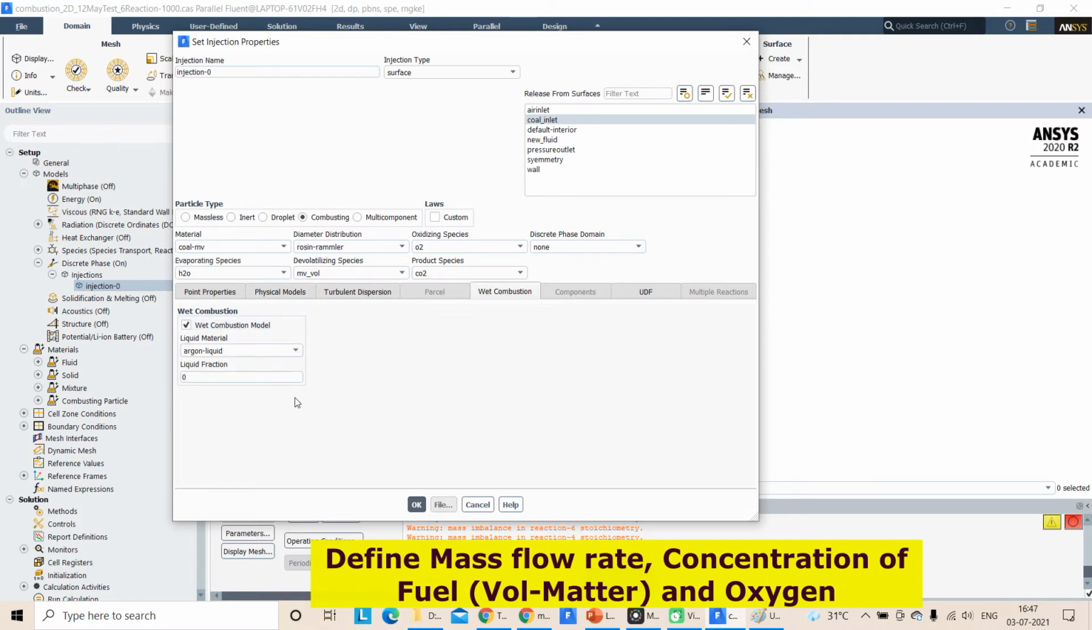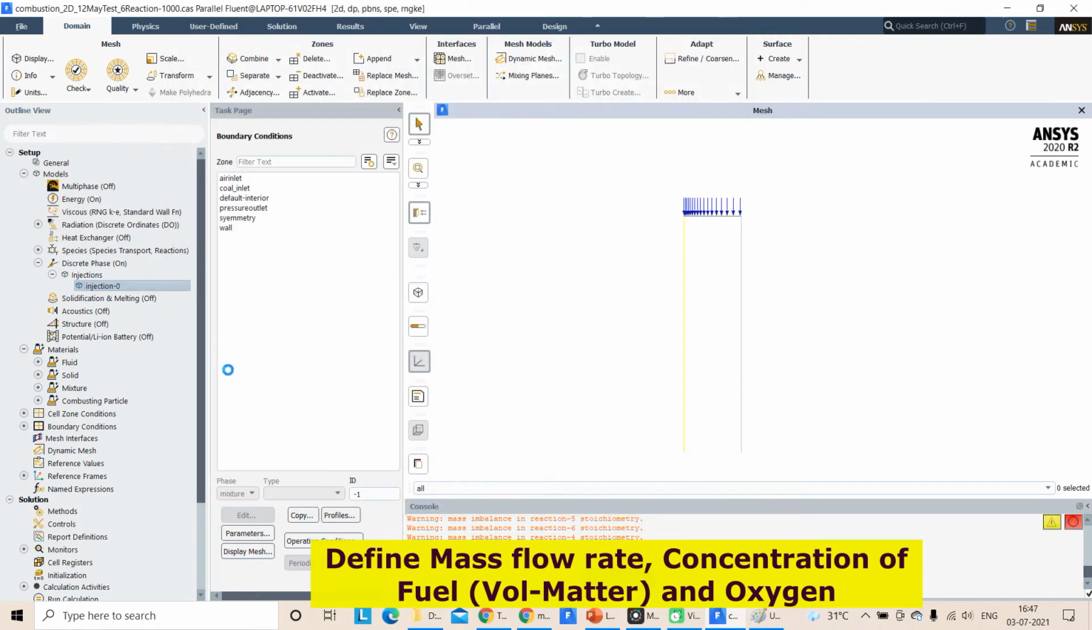Then you have to give some liquid. You can use some liquid fuel, like liquid hydrogen. You can use some composition like 0.01. That liquid fraction we can define if there is wet combustion. Then, go to the boundary condition setup.